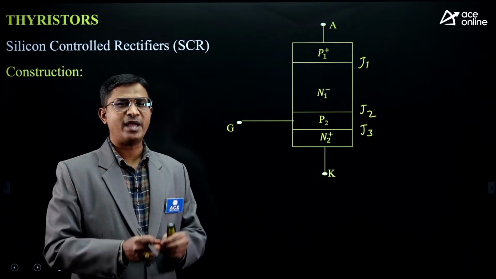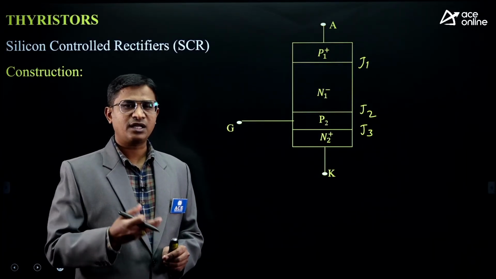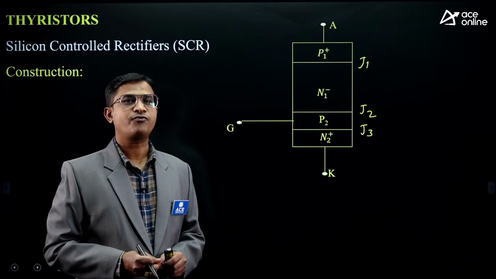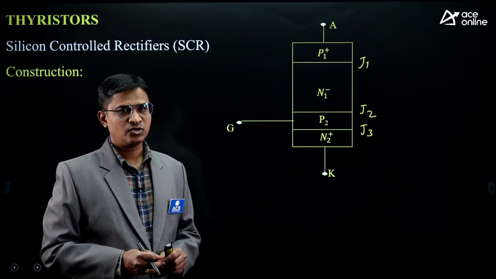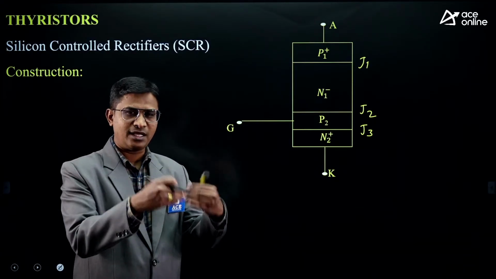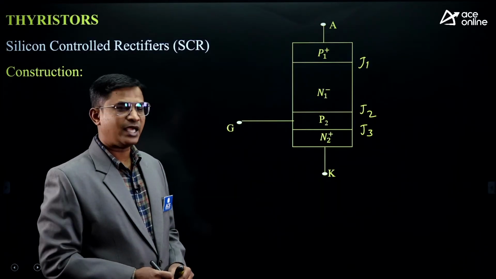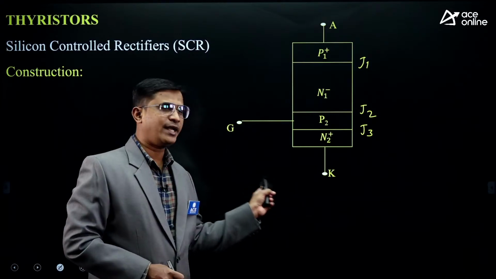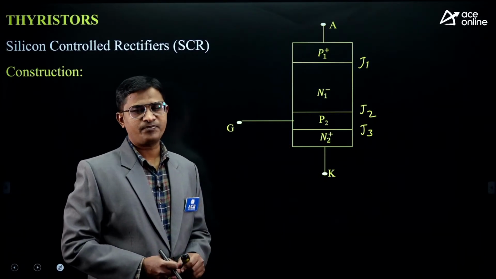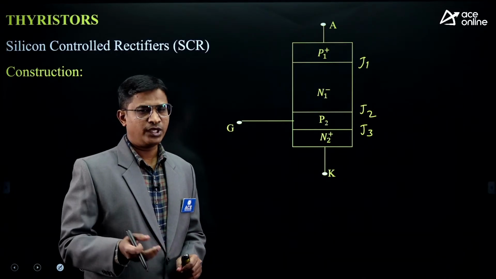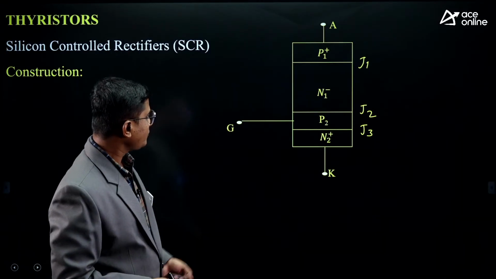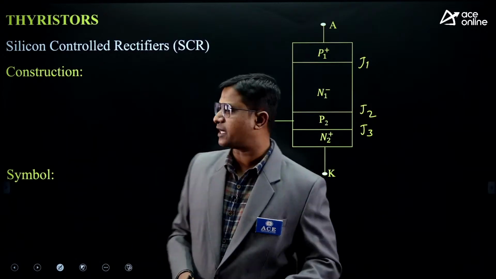But it has a drawback: it requires a high value of forward voltage in order to turn on the SCR. So if you want to turn on the SCR at a lesser voltage level, then we need to connect the controlling circuitry between the gate and cathode circuit.